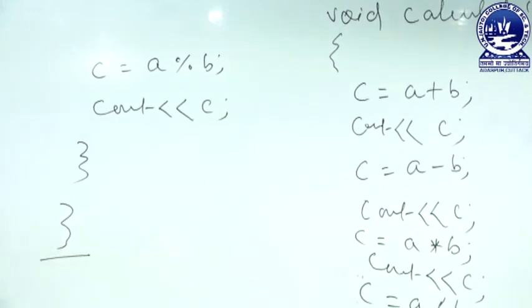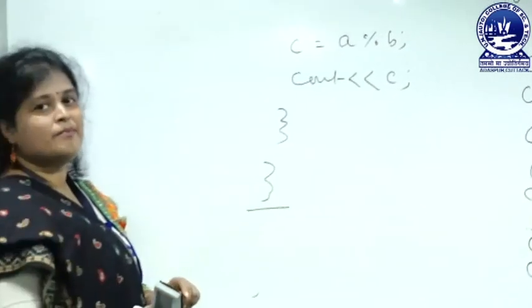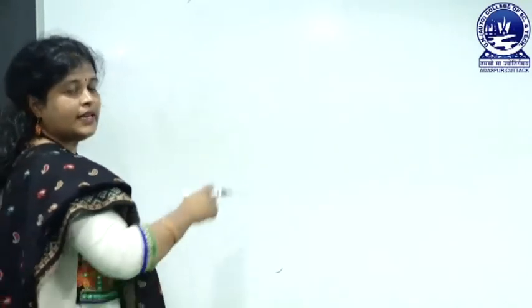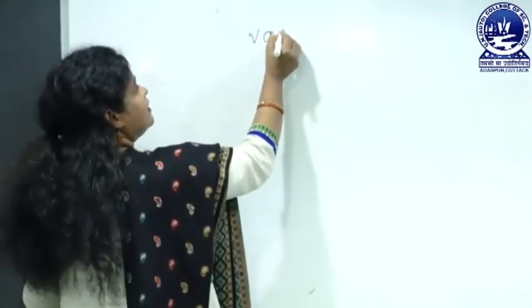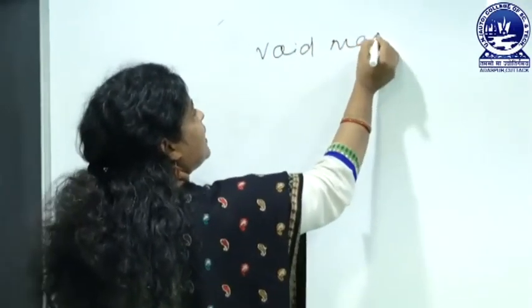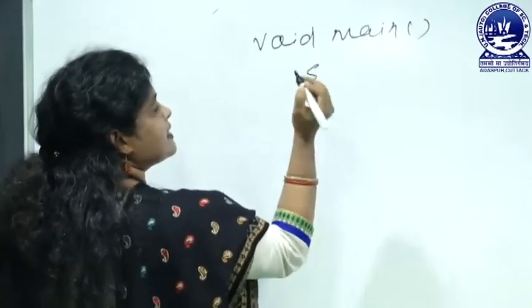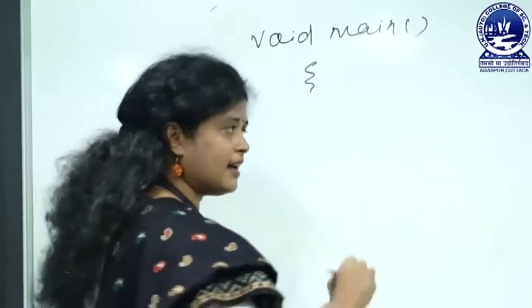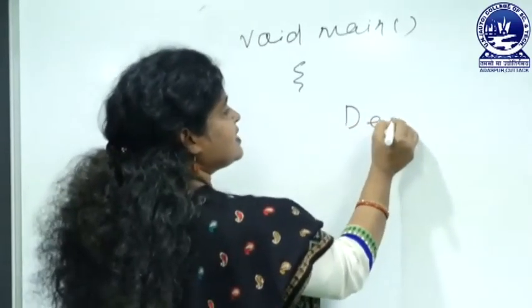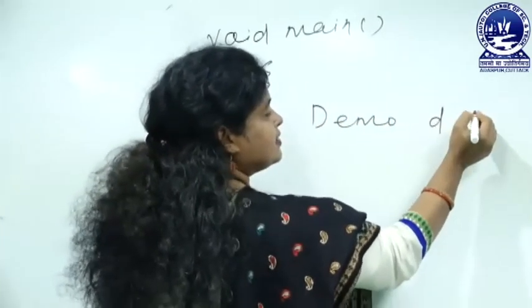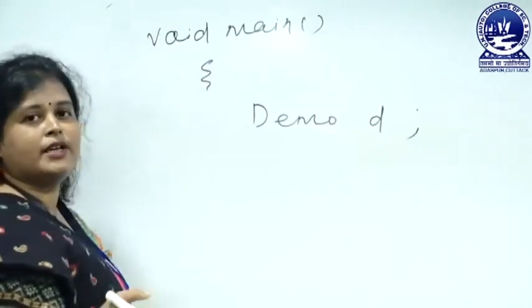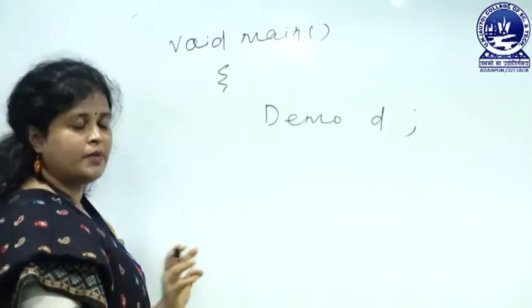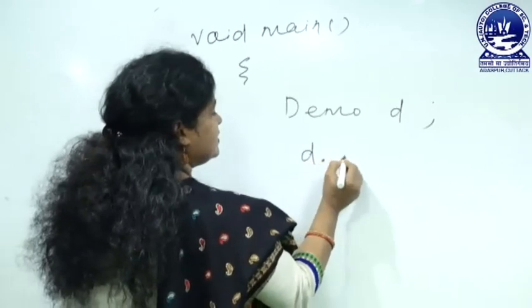Now we will use it inside a main method. So inside the main method, void main, first we need to write the object of a class. The class name is demo and here let the object be D. You may use any name as the object, no problem. Then D dot input.